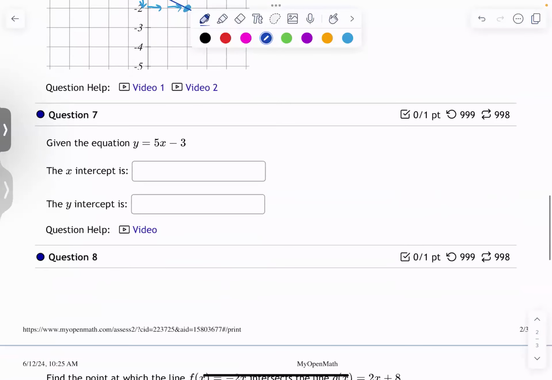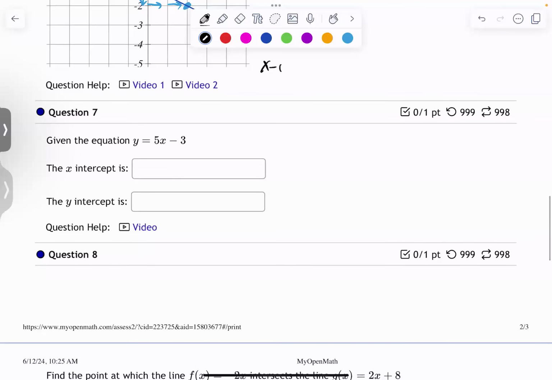All right, so now we can find the x-intercept. Now, to find the x-intercept is when y equals 0. And to find the y-intercept is when x equals 0. Kind of the opposite feel. So for the x-intercept, when y equals 0, I'm going to get 0 equals 5x minus 3. And I'm going to solve for x.